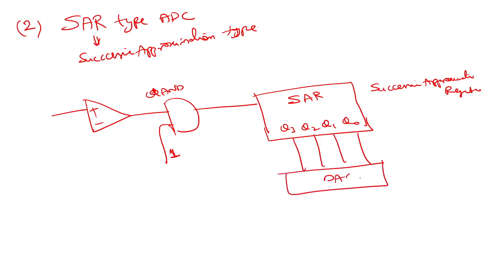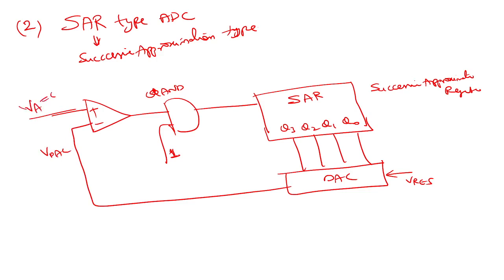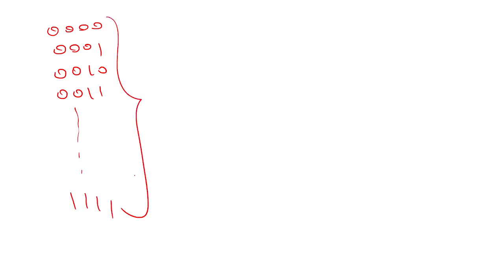This is your DAC and you have V resolution and the output is coming here as VDAC output, and this is VA, again 6.2 volt. Okay, now the only thing different is instead of up counter you have SAR. So how does that work is simple. What up counter is doing: 0 0 0 0, then 0 0 0 1, 0 0 1 0, 0 0 1 1, and so on. It's doing like this, right? This is basic up counter.